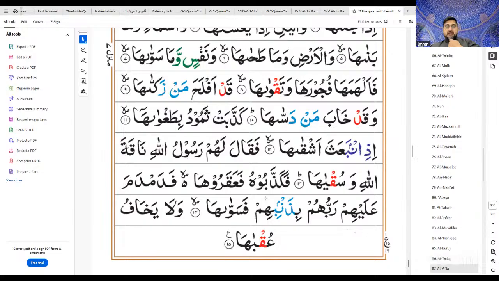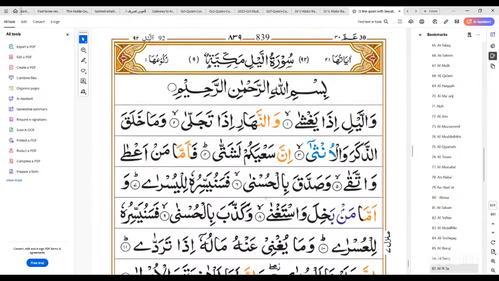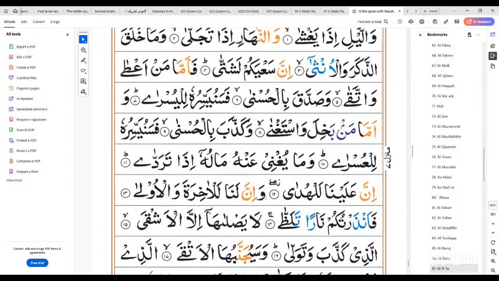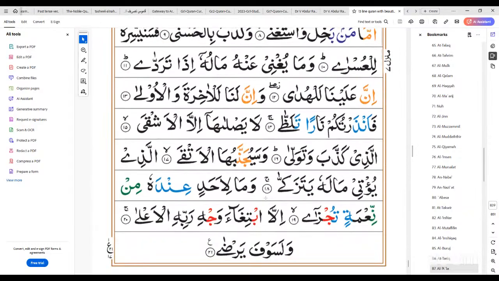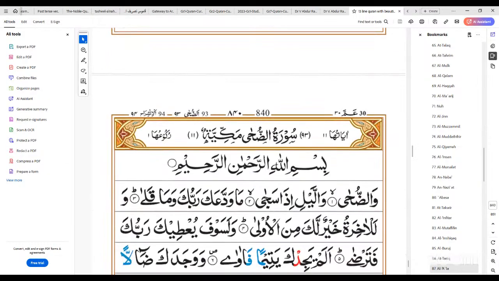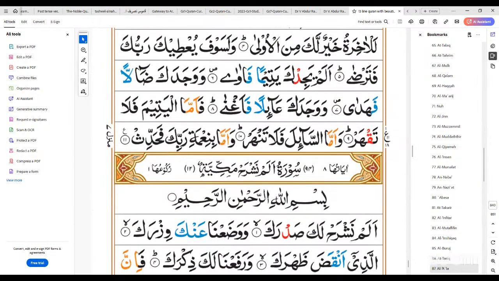How do you make the command? From tukadhibu. Remove the ta, and say kadhib. Excellent. It's also called the word of command, and also I wanted to understand the first, second and third person.